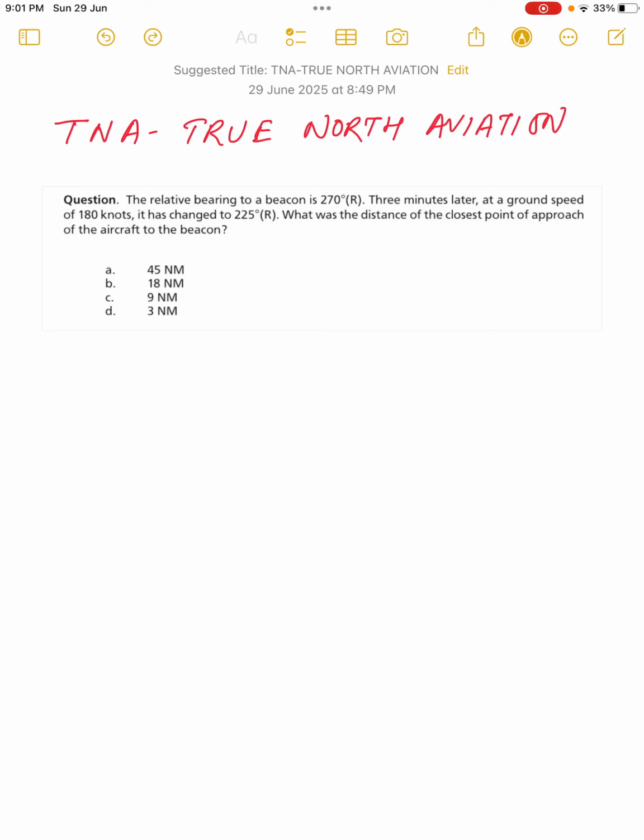The relative bearing to a beacon is 270. Let your aircraft be here. This is your aircraft, and the relative bearing is 270. It means the angle of the heading to the beacon should be 270. So this angle is 270.